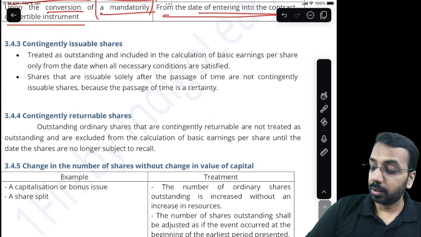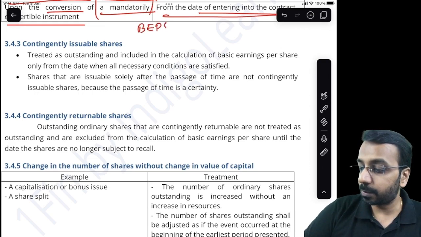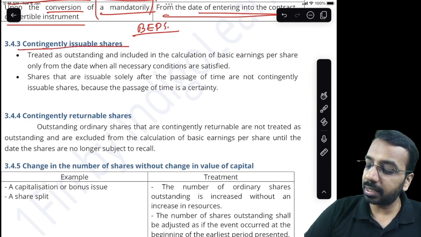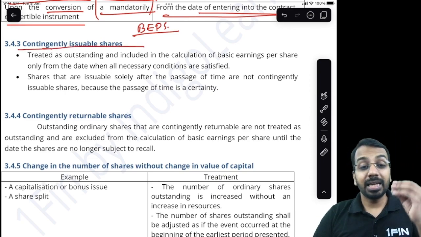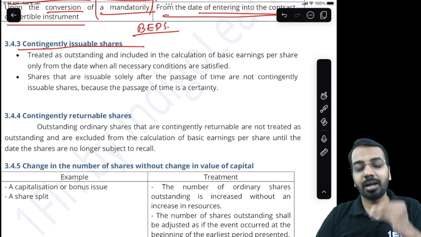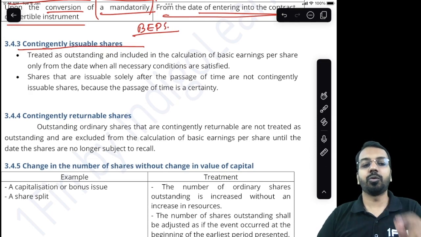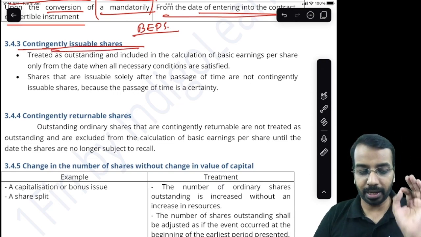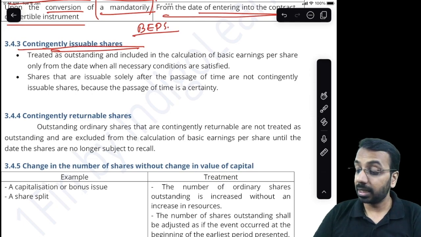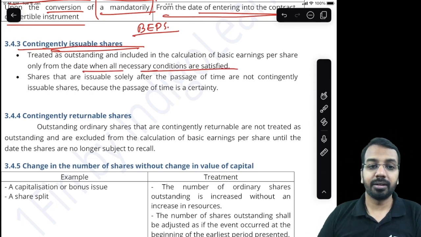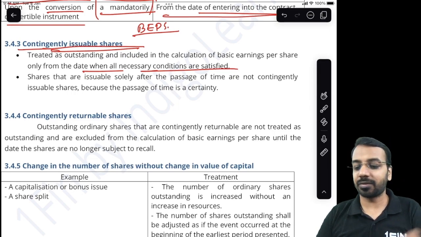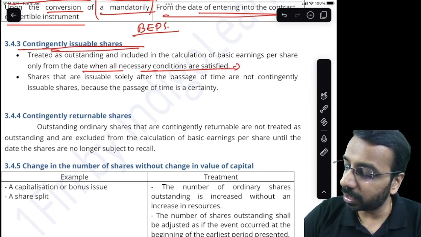Then, so far we are talking about only basic earnings per share. We have not yet come to diluted earnings per share. And if there are shares which are contingently issuable, meaning what? If some contingent conditions are satisfied, then we will issue those shares. So till the time these shares are issued, they will not be considered as entering into the EPS calculation. But if all the conditions are satisfied, after which we have to compulsorily issue those shares, then from that date we will include them in the calculation of basic earnings per share.